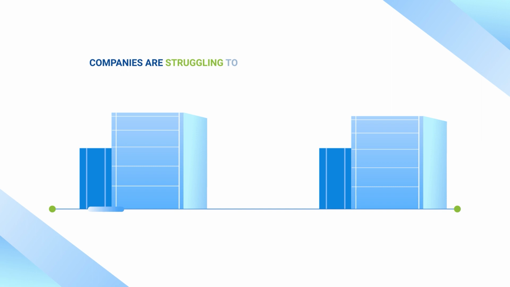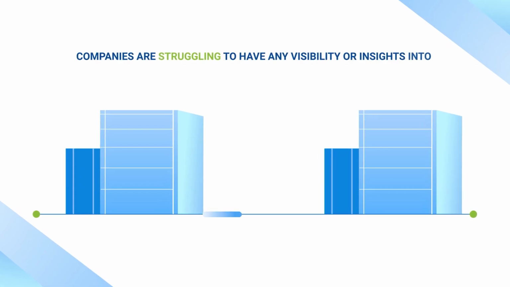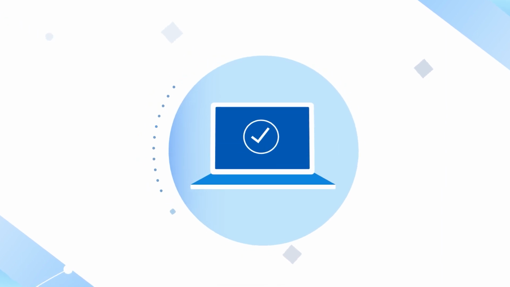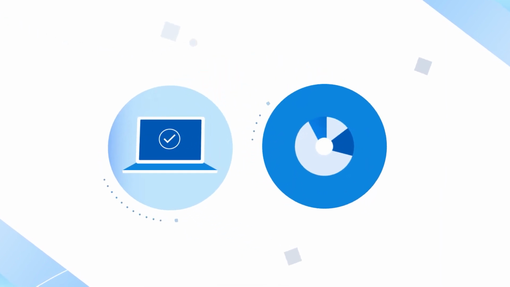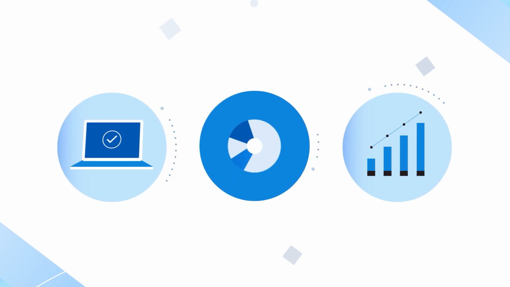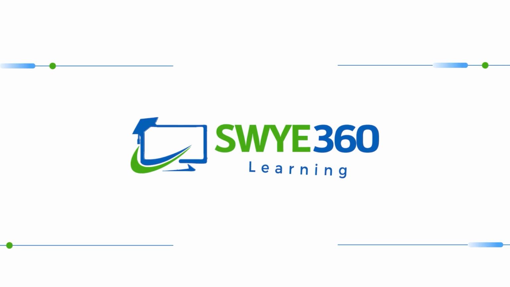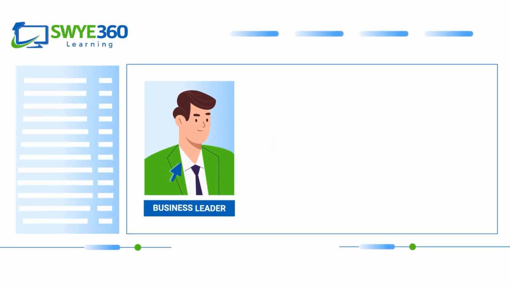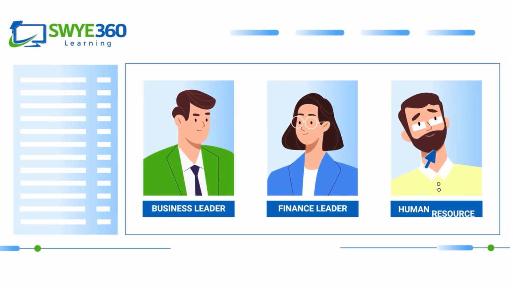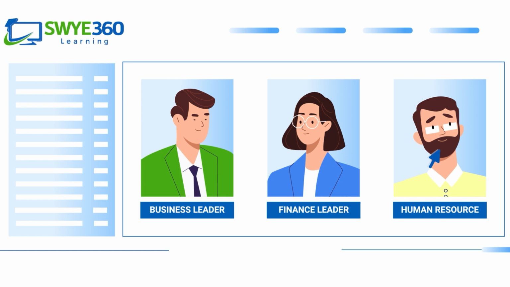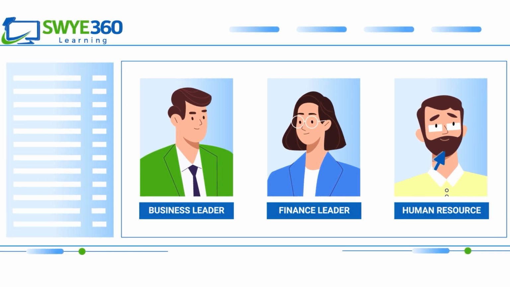Companies are struggling to have any visibility or insights into which of their deployed software are being effectively utilized, have the highest adoption rate, or are making the most significant impact on productivity. With Sway 360, on one dashboard, with one click, business leaders, finance leaders, and human resources stay aligned and have access to powerful insights that drive company growth.